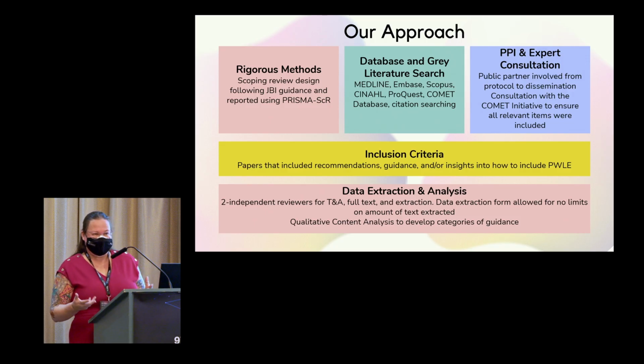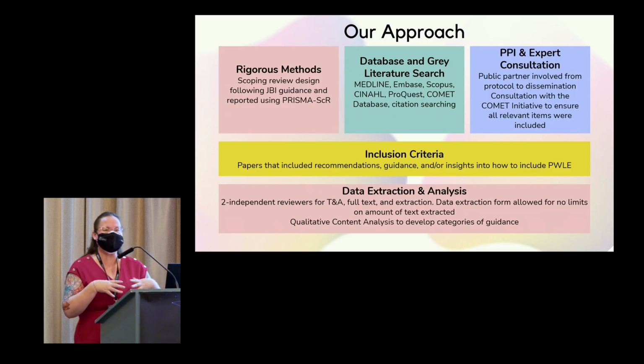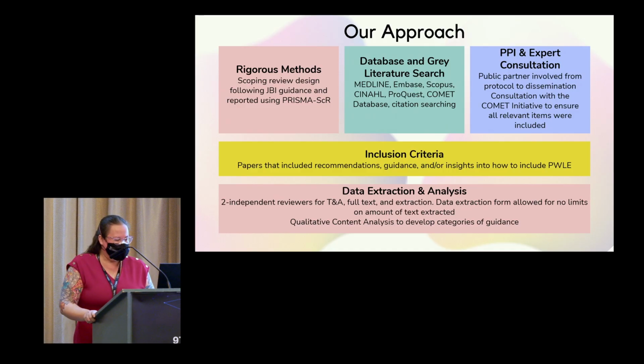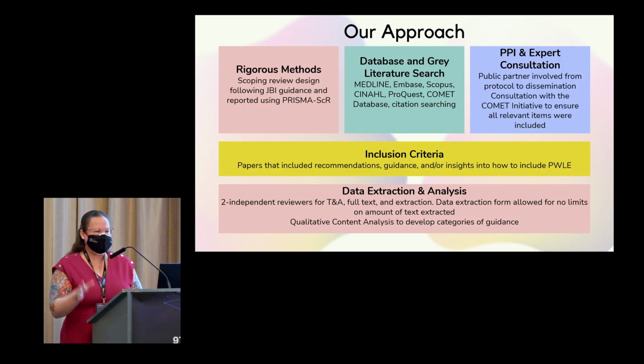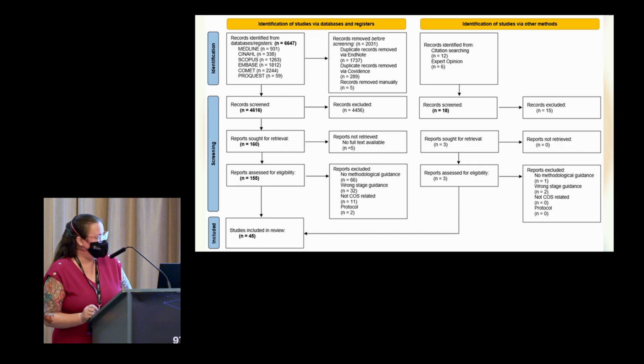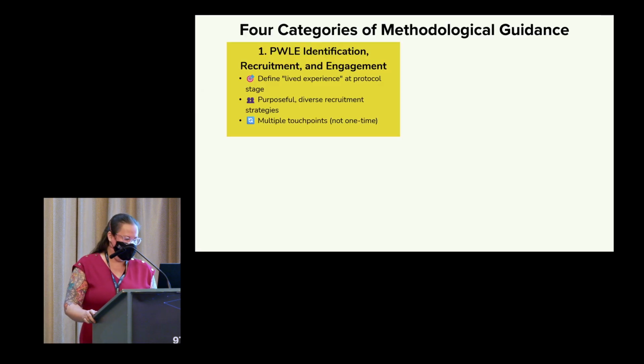People who work in methodology research know not everything is being spoken about in the same way. Some papers had 1 or 2 sentences of guidance included. Other papers, the entire paper was guidance. So we ended up using a qualitative content analysis process to try to distill down what are these areas of guidance. Ultimately, 45 papers were included in this review.